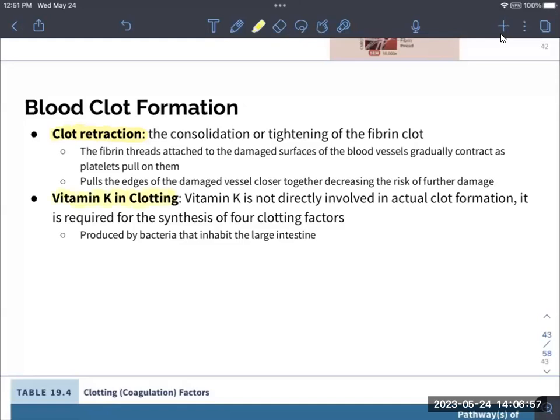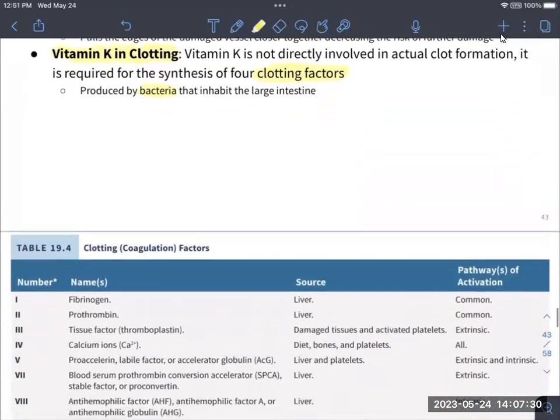We need vitamin K to help form these clots because vitamin K is needed for clotting factors. If we don't have vitamin K to make these clotting factors, this clotting is not going to happen. Our body makes vitamin K through the bacteria in our large intestine again. Now, that bacteria in our large intestine has a lot of different roles, as we will learn in this semester.